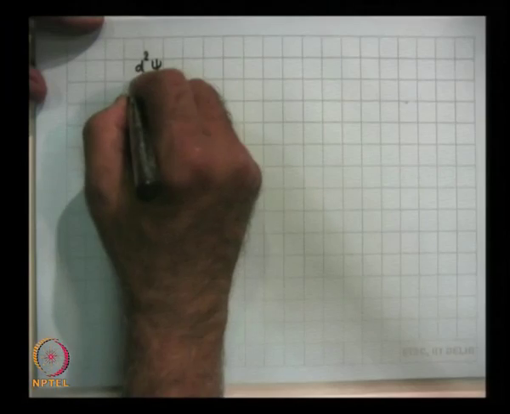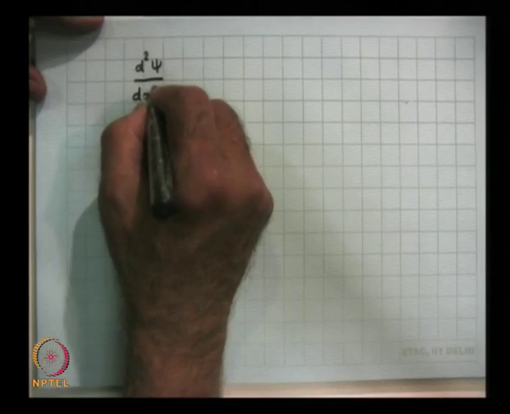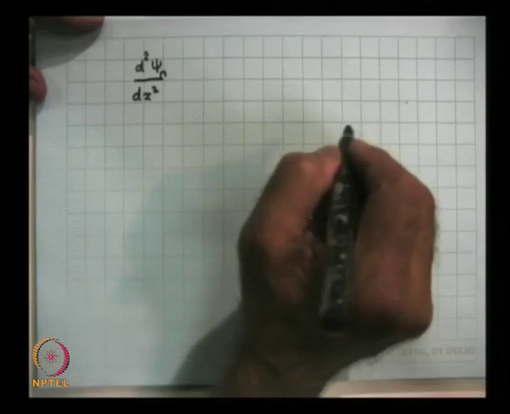Secondly, we will show that eigenfunctions corresponding to different eigenvalues are necessarily orthogonal. So, let us first prove that the eigenvalues are always real. So, we write the eigenvalue equation, d2 psi by dx square, let us suppose for the nth state.